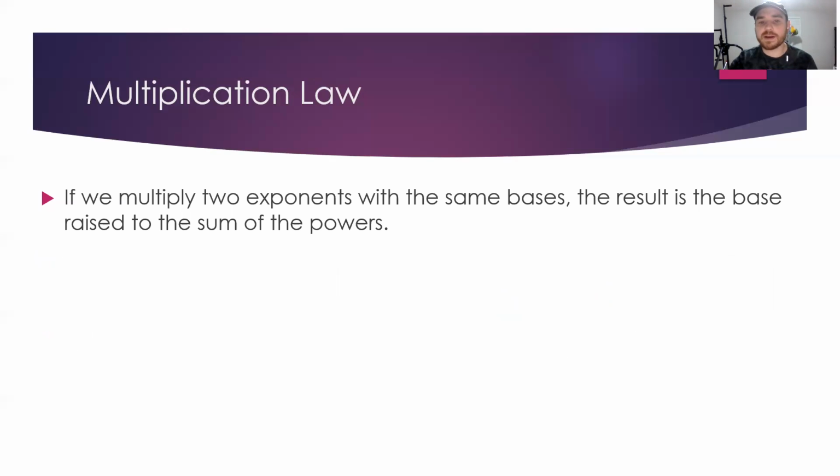If we multiply 2 exponents with the same bases, the result is the base raised to the sum of the powers. That's a bunch of fancy math words for basically saying, when you have a base that is the same, so in this case we're using a, raised to a power b, times the same base raised to a power c, the answer is equal to a raised to the power of b plus c.